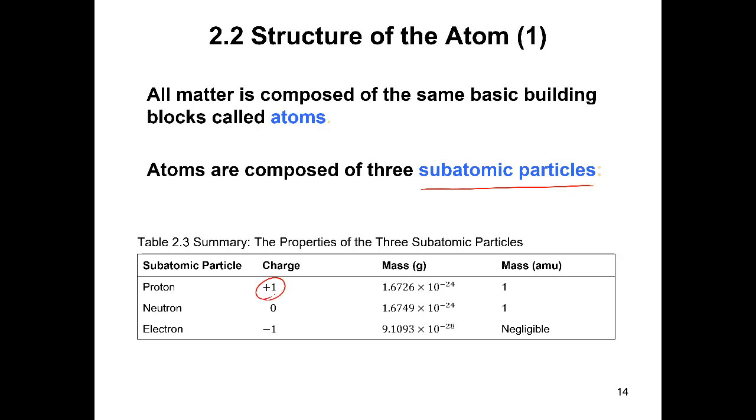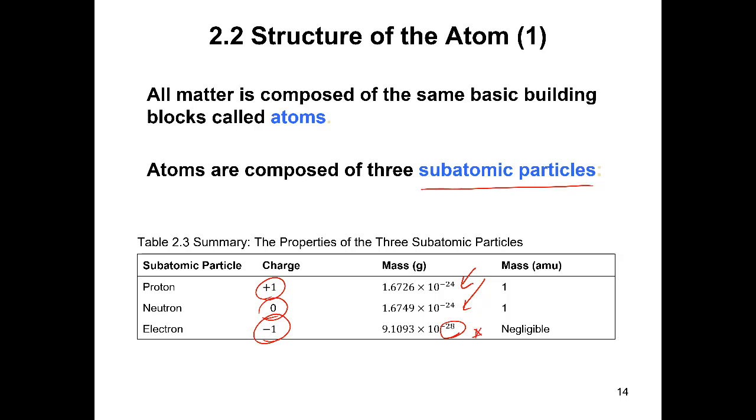Protons have a positive charge. Neutrons have a zero charge because they're neutral, and electrons have a negative charge. Notice the masses of protons and neutrons are pretty close at 10 to the minus 24, but an electron is 10 to the minus 28, which is super small compared to neutrons and protons.